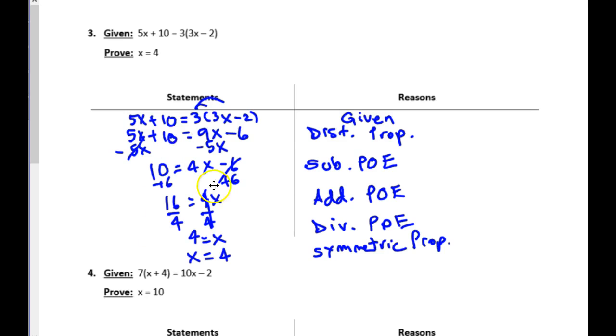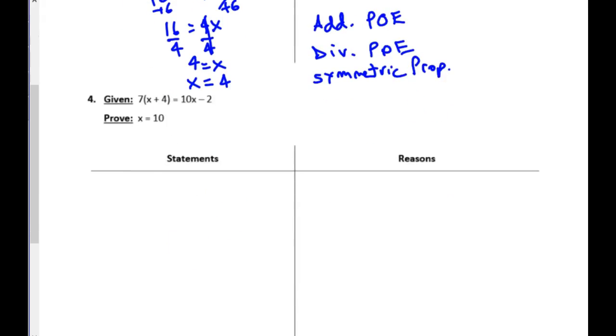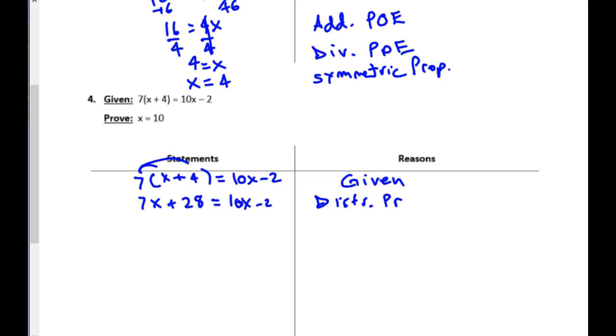So, number 4, what shalt I do first? Given, write that down. Write that given, like it's Thanksgiving. What do I do first? Okay, distribute. Seven times x is 7x. 7 times 4 is 28.